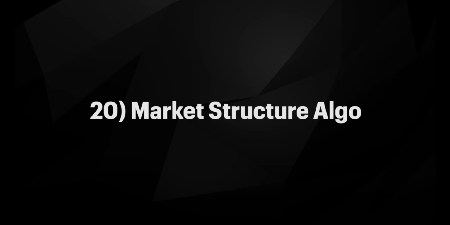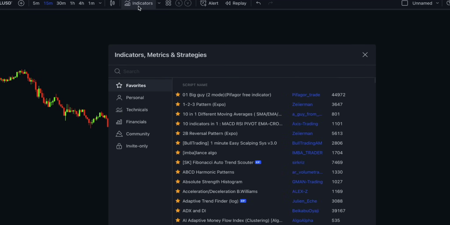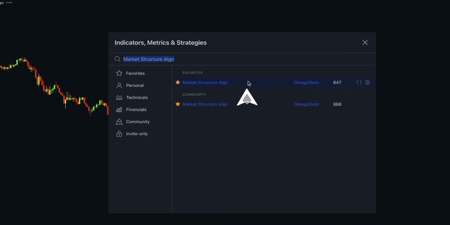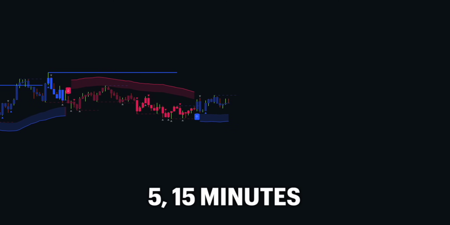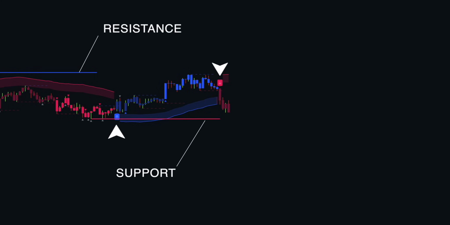Let's kick things off with our 20th essential indicator on the list, the Market Structure Algo by Omega Tools. Not going to lie, this free tool looks like a premium Lux Algo indicator. The Market Structure Algo works best in shorter time frames, like 5 and 15 minutes. This advanced analysis tool is designed to identify the market structure through a combination of pivot highs and lows, creating a deeper understanding of potential market movements.